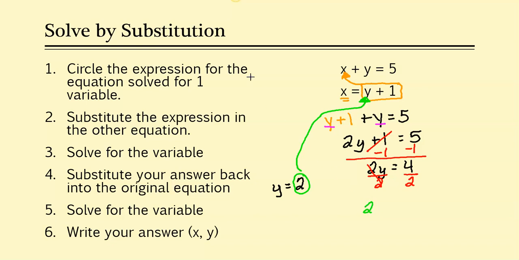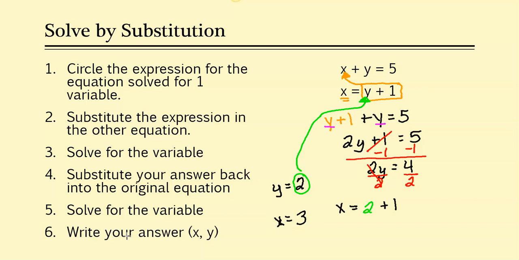So I'm going to write the 2 first just because I don't have to change colors. And so I now have x equals, but instead of y, I'm using 2 plus 1. Okay, this part's easy. So x, obviously then, x equals 3, right? Because 2 plus 1 is 3. So I solved for that variable, and I got that x equals 3.